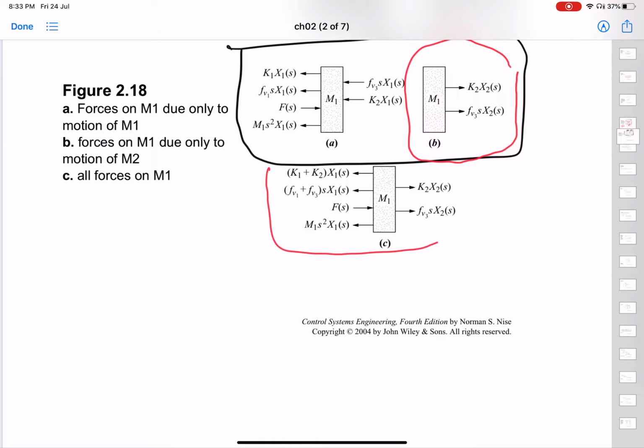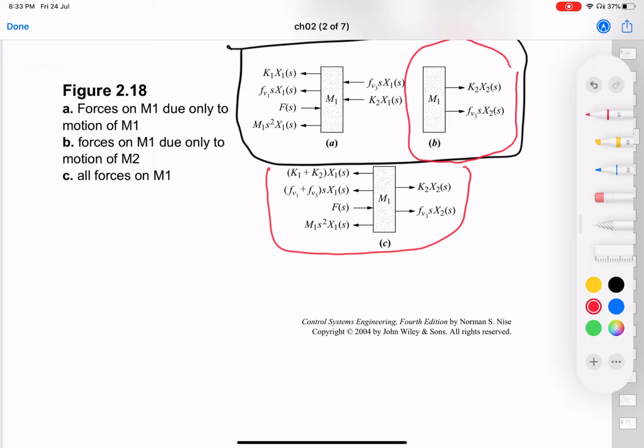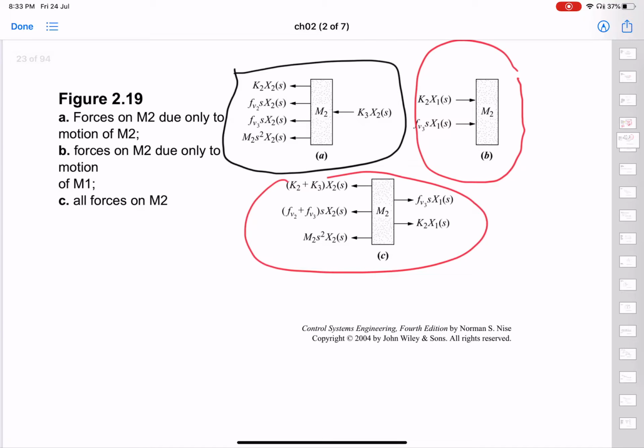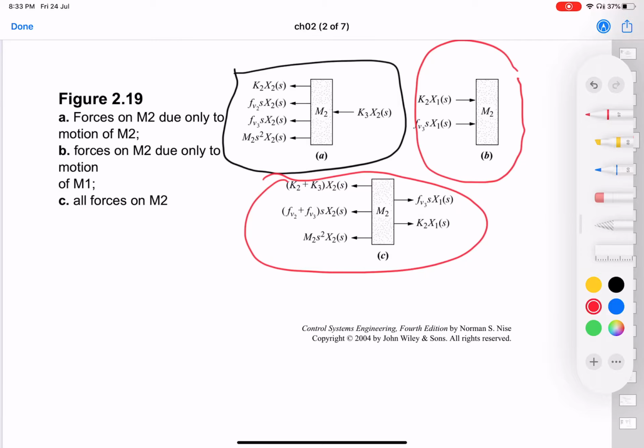So all the forces on M1 are the sum of the two forces: the force in the first case, when x1(t) is not 0 and x2(t) is 0, and the force acting on M1 in the second case, when x1(t) is equal to 0 and x2 is not equal to 0. So this is the total force, the free body diagram for M1, because of motion x1 and x2 together, right? And similarly, you have this total force acting on M2 because of motion x1 and x2 together.